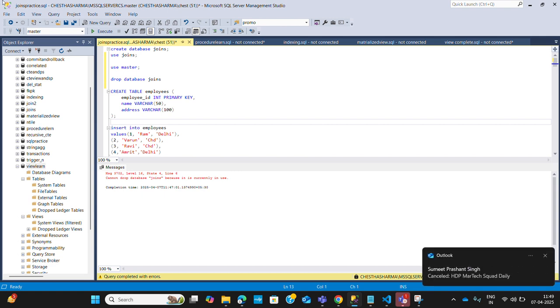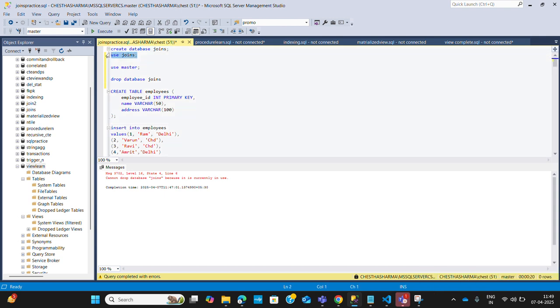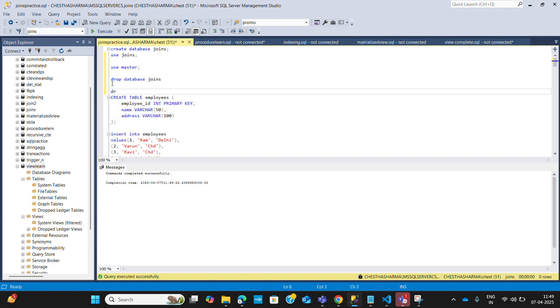Yeah. So okay, we are already using this. So we'll not drop the database, I'll just drop the table only. Forget about the database. Drop table employees.